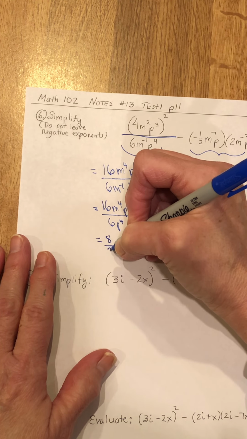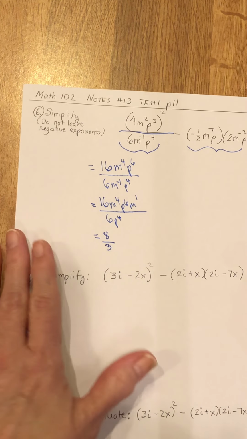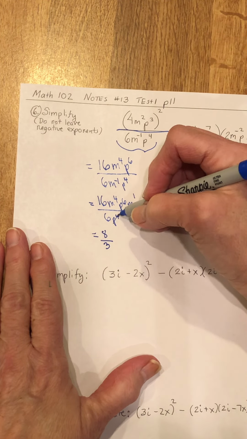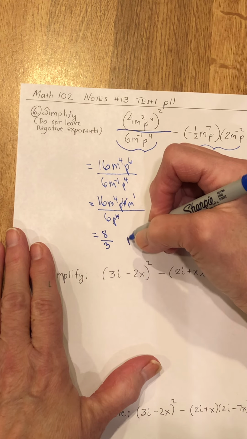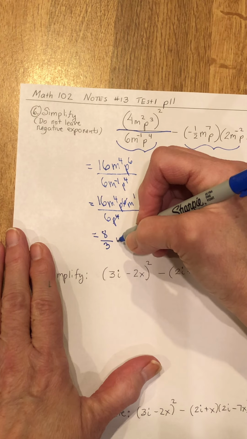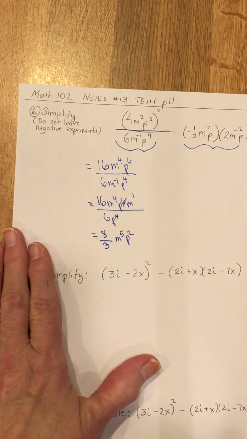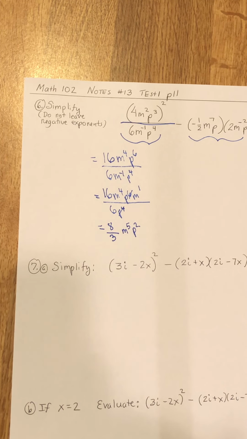2 goes into 16 8 times. 2 goes into 6 3 times. So the coefficient of that term is going to be 8/3. P to the 4th, 4 of those will cancel with 2 of those, that'll be p squared. M to the 4th times m to the 1st would be m to the 5th. So that's 8/3 of an m to the 5th p squared.